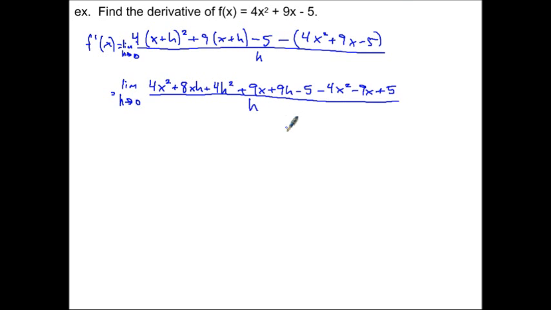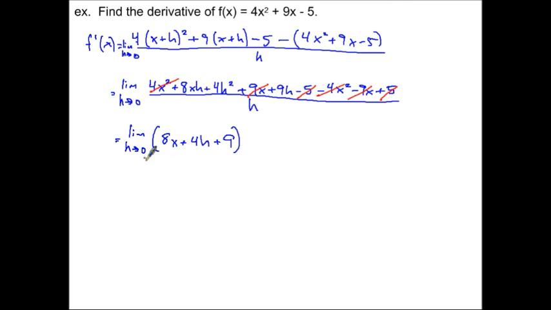And we've got that over the h. Now again, I've got a 4x squared with a negative 4x squared, a negative 9x with a positive 9x, and then a negative 5 with a positive 5. One very convenient thing with polynomial functions is everything that didn't have an h in it got canceled. So that allows us to do some reducing here. Limit as h approaches 0. Everything that's left has an h, so I'm just going to save a little bit of time here and cancel one h out of everything. So this becomes an 8x plus 4h, and then plus 9, h goes away, and that's it.